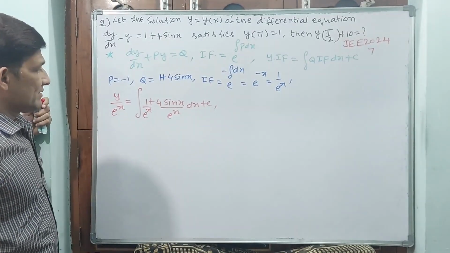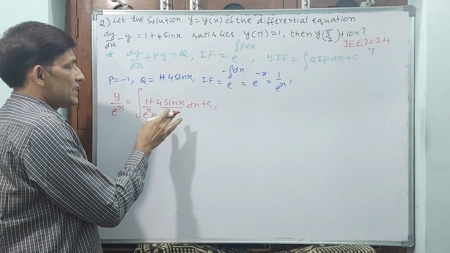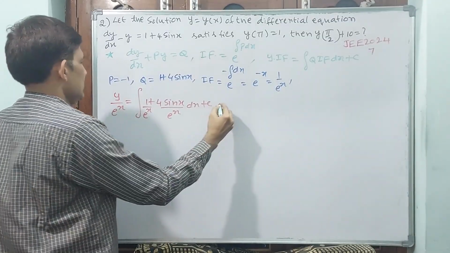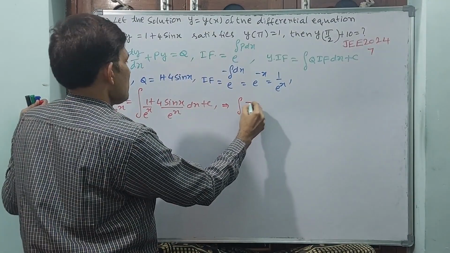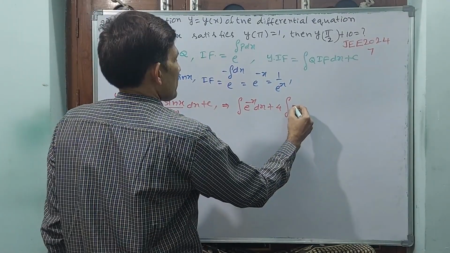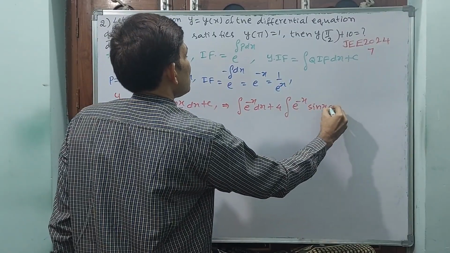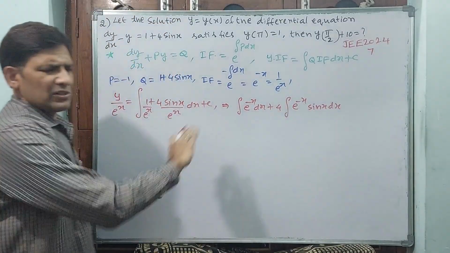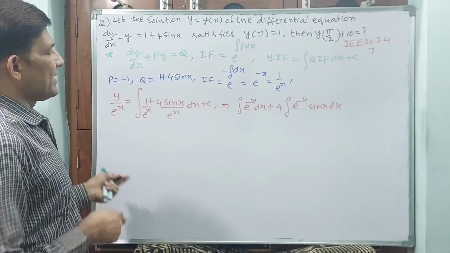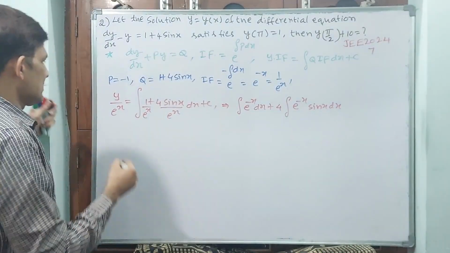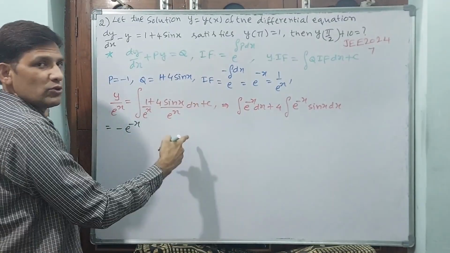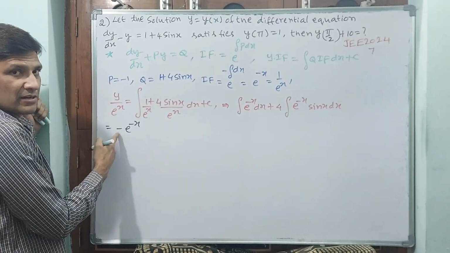Okay. Now shall I split this? Why? Because here two things are there. I am splitting: integral e power minus x dx plus 4 integral e power minus x sin x dx. Plus c also we have to take, but we will take it finally. Now integration, what is this? Minus e power minus x. This value, e power minus x only will come, divided by minus.